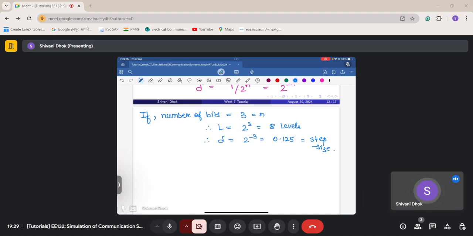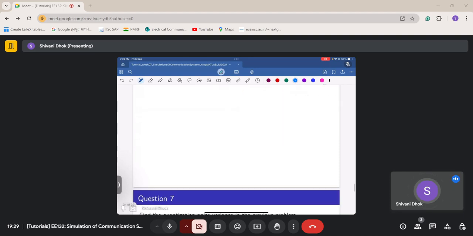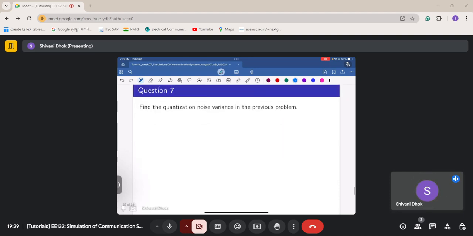Okay, if there are no questions, then let's move on to the next question. What it says is find the quantization noise variance in the previous question. We have seen this. This quantization noise is equal to your quantization error, and what we need to do is find the variance of E, where E is the quantization noise.